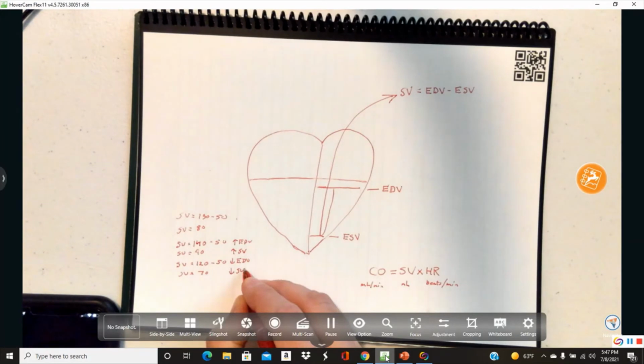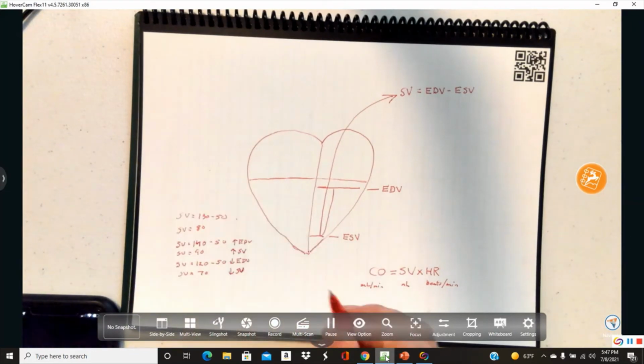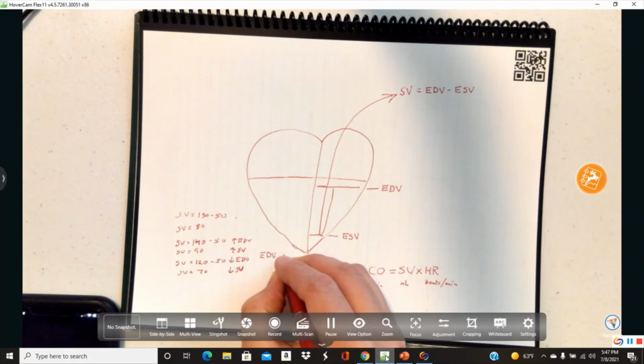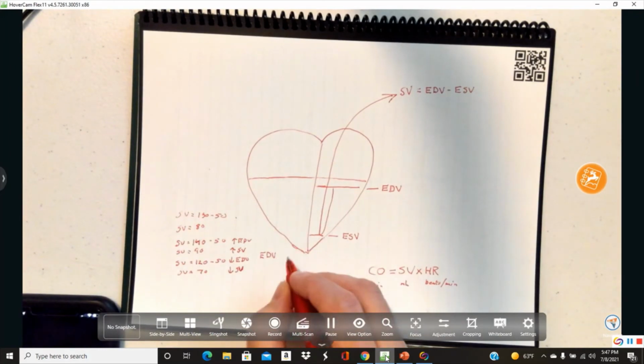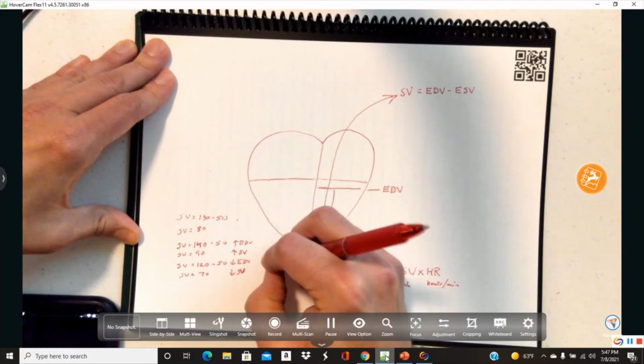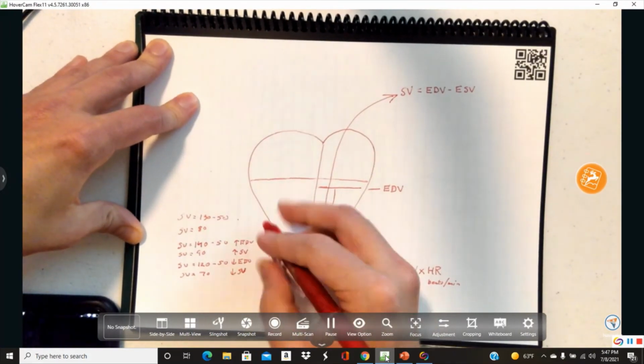So this relationship between EDV and stroke volume: the first thing I want to say here is that they always go in the same direction. Okay, EDV and stroke volume always go in the same direction.